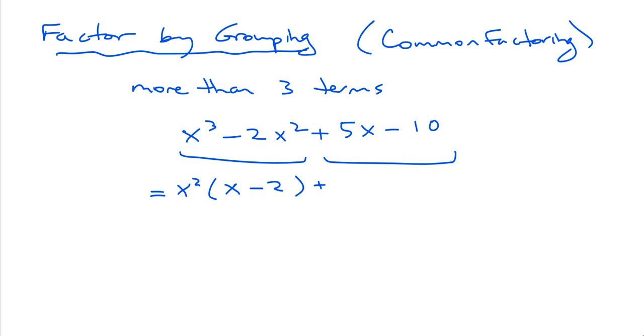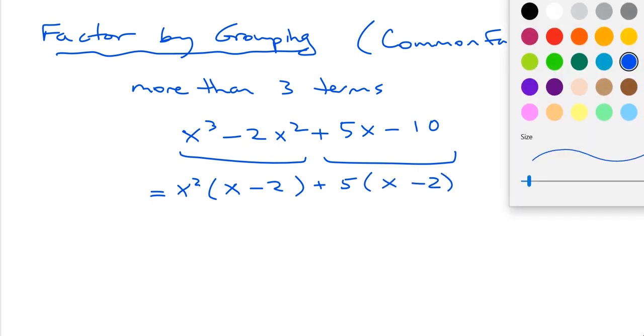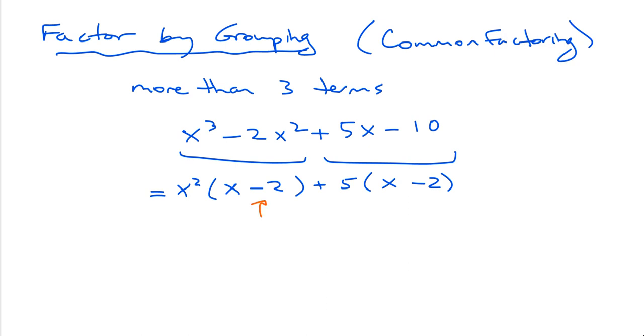Oh, I see one, it's a 5. So I'm going to factor out a 5, and I'm going to be left with x minus 2. And I'm going to notice that this x minus 2 and this x minus 2 are the same. Yay! Okay, they're the same, which means that the greatest common factor of the entire expression is this bracket x minus 2. Right? The x minus 2 appears in both parts of the expression, so therefore it is a common factor, and it is the greatest common factor.